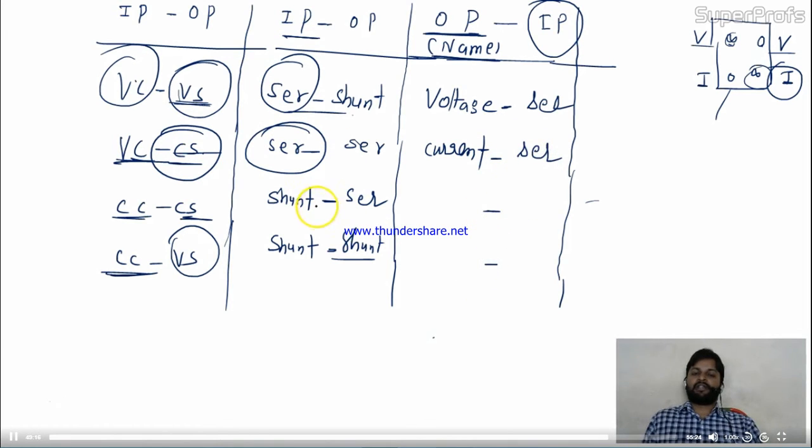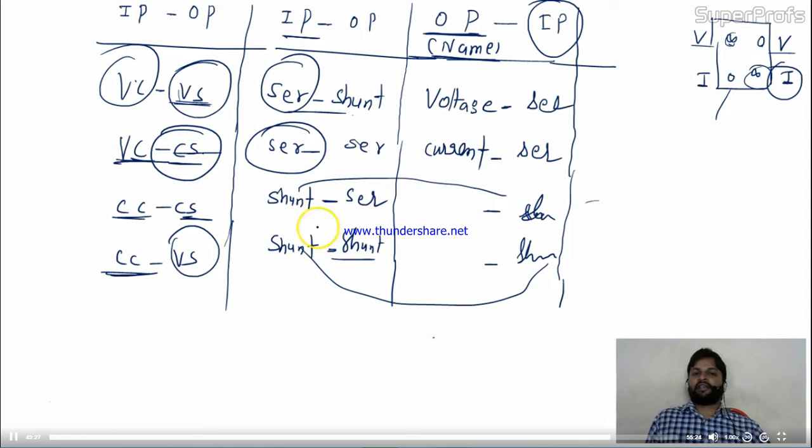So whatever you will take over here, it will come shunt. Over here it will come shunt, because this thing is coming over here, and this is going to change. Here again at the output stage you have current. If you have current at the output stage, you will write over here current shunt.